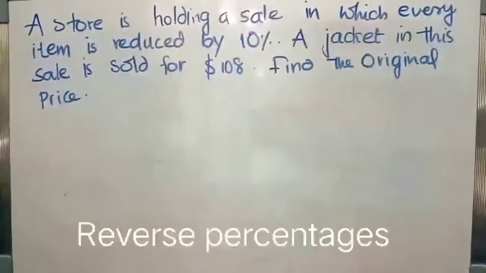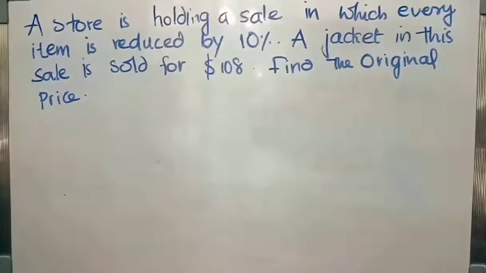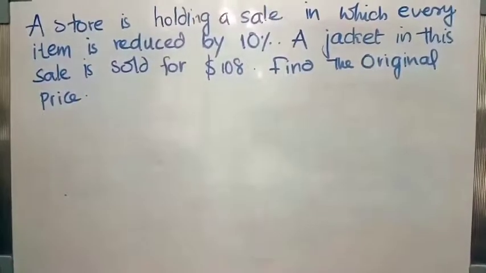A store is holding a sale in which every item is reduced by 10%. A jacket in this sale is sold for $108. Find the original price. So when you find this question, this is a question which is a part of reverse percentage. The previous questions where we discussed were from the topic increase and decrease of percentage. So this is from reverse percentage. The similar type of problem we discussed even in selling price and cost price, from the topic managing money.